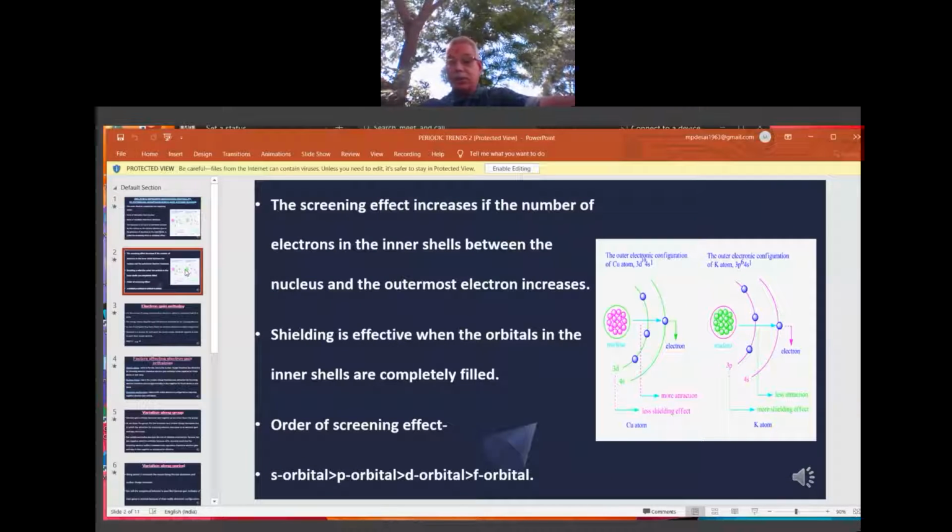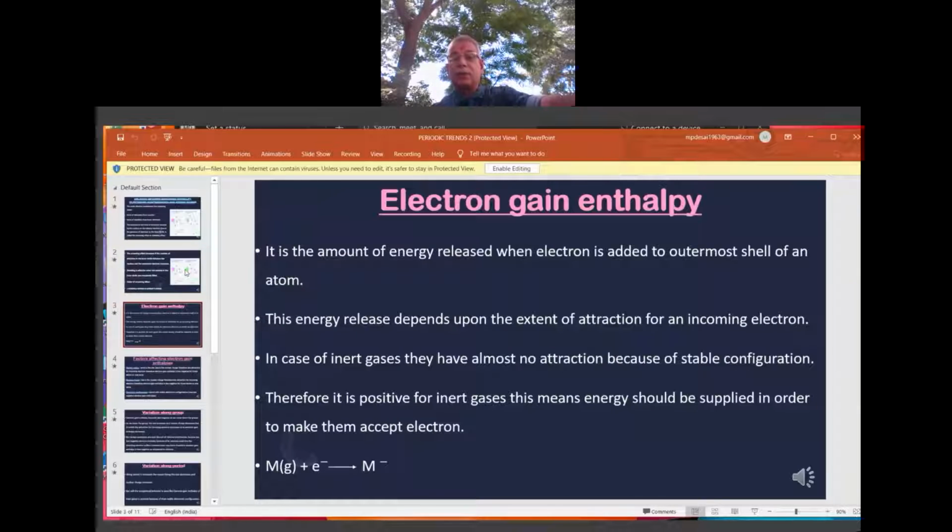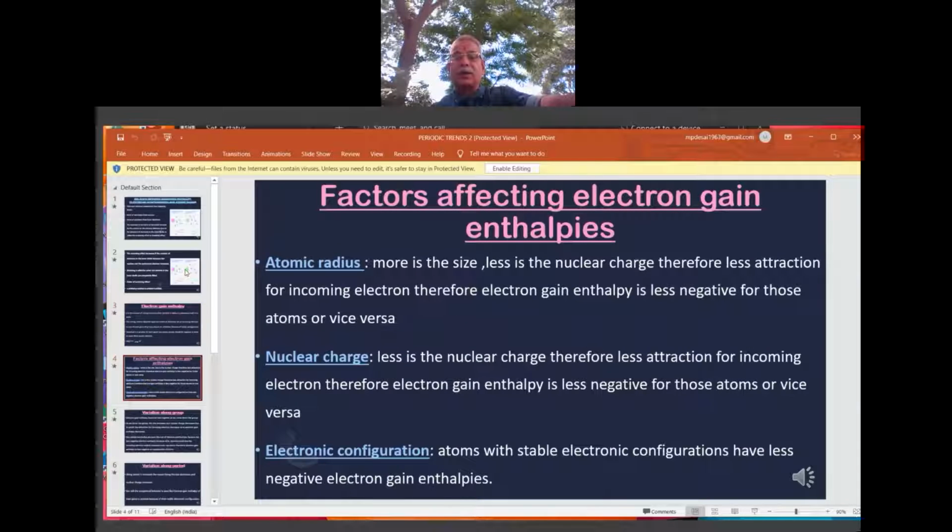Also the shielding effect, that is covering of outer electrons by the inner electrons. And this is the second enthalpy, that is electron gain enthalpy. Enthalpy related to when an electron is gained by the respective atoms, so that they convert themselves into anion or negative ion. And factors affecting electron gain enthalpies.